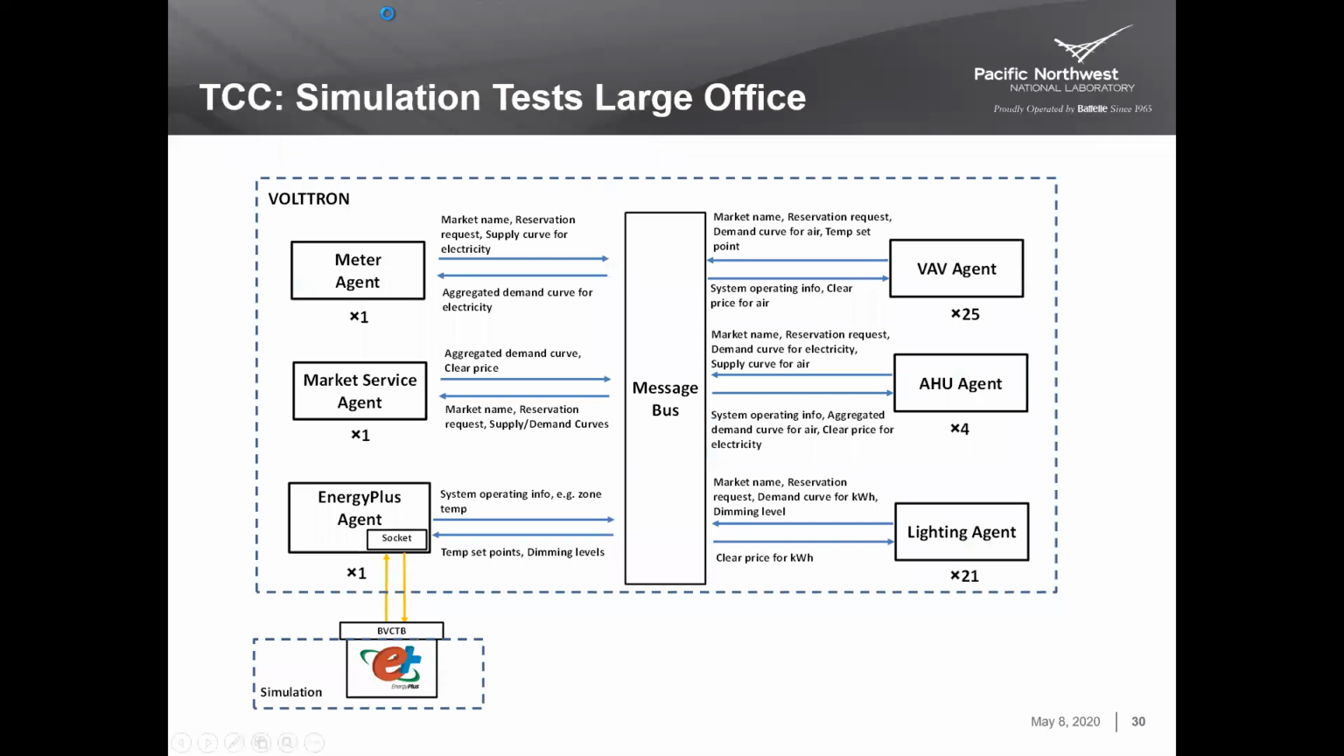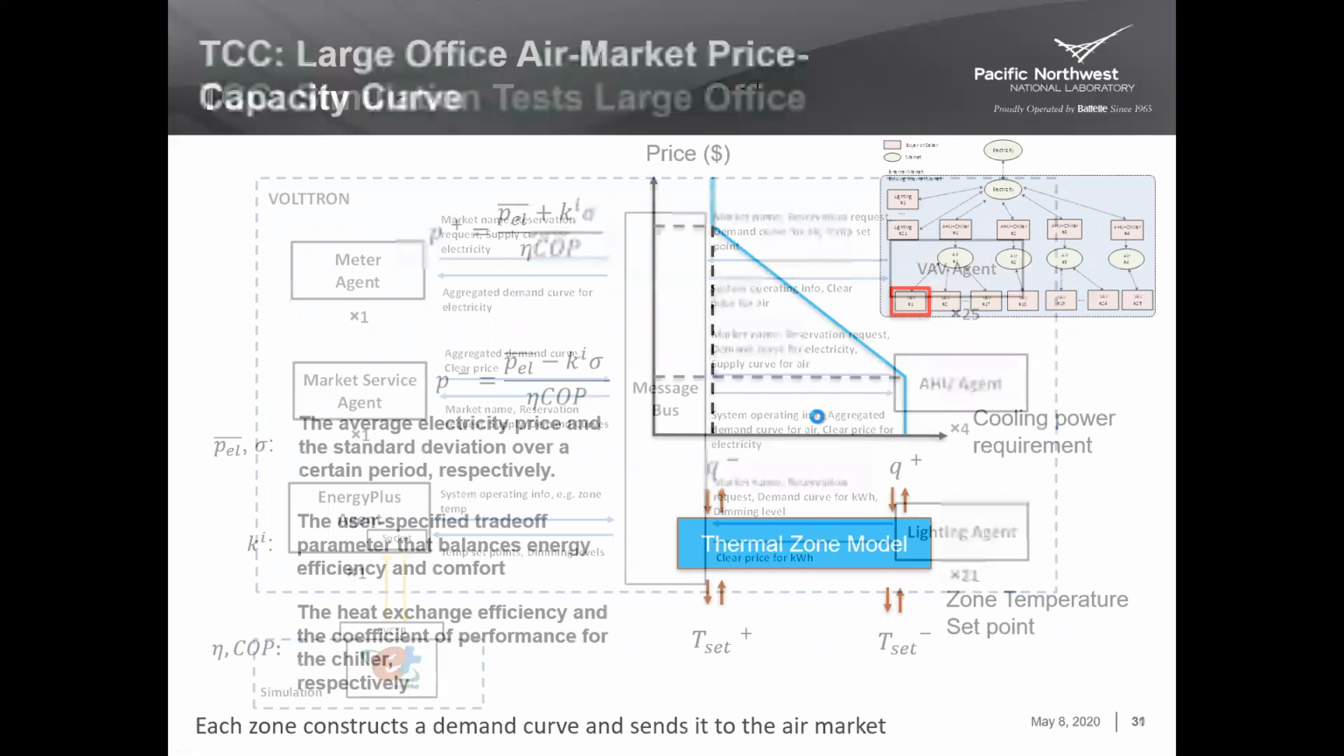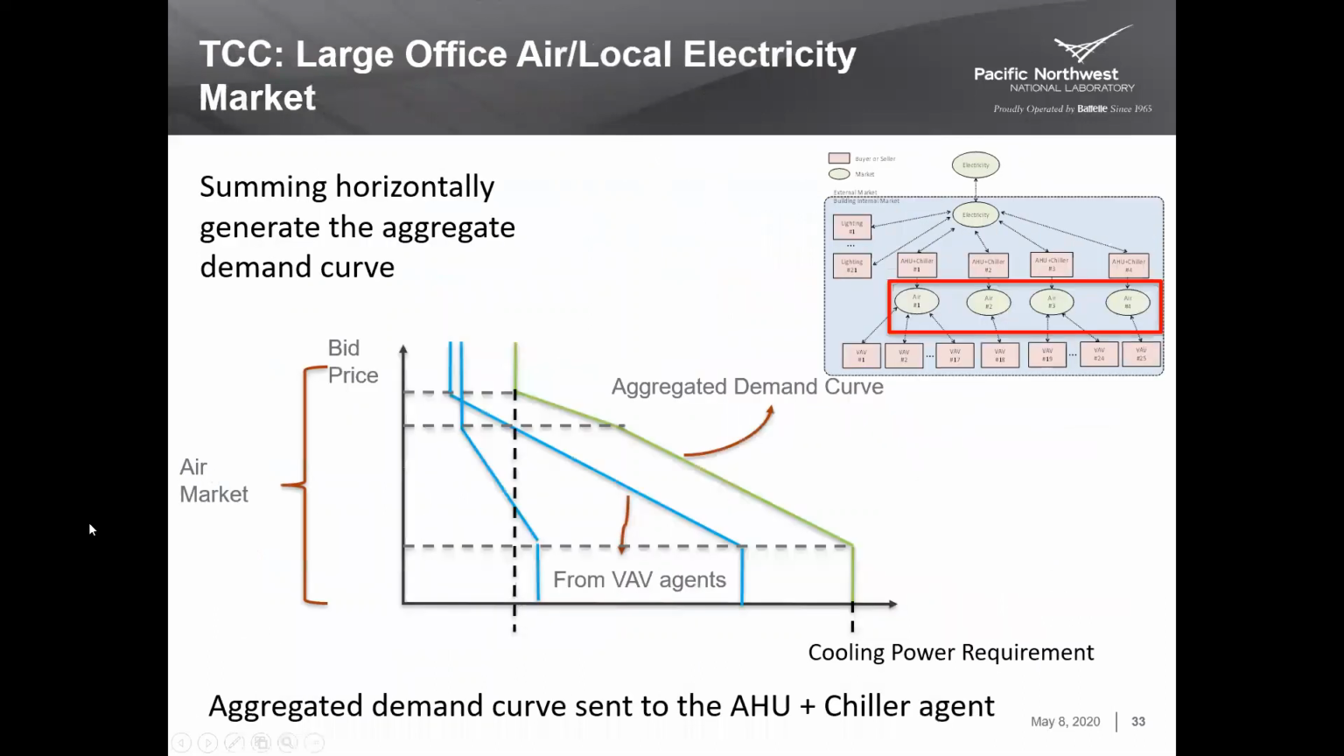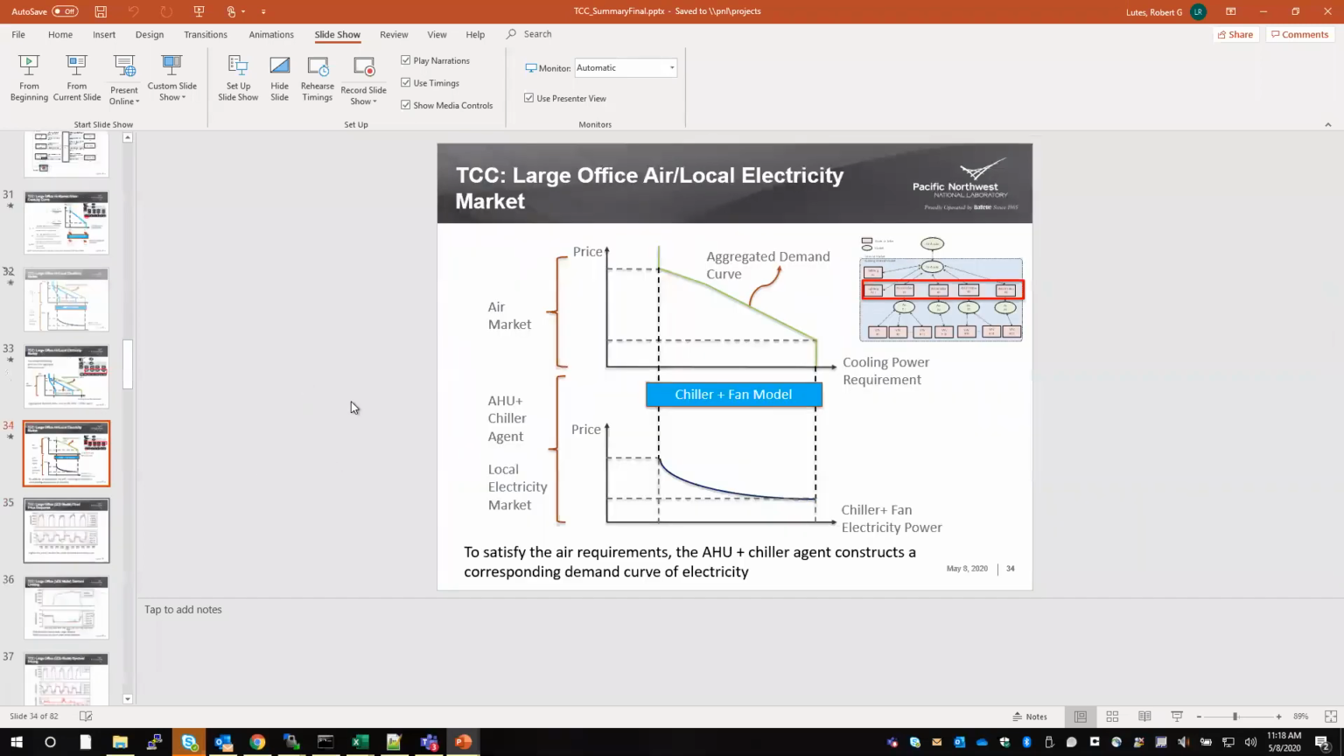So this is talking about a simulation test that we did. You can see that it has 25 VAV agents, 4 AHU agents, 21 lighting agents. It's running in EnergyPlus, utilizes the Voltron market service. And again, it's just talking about the zone level stuff here. So I think we've covered that pretty well. Let's look at a few results here.